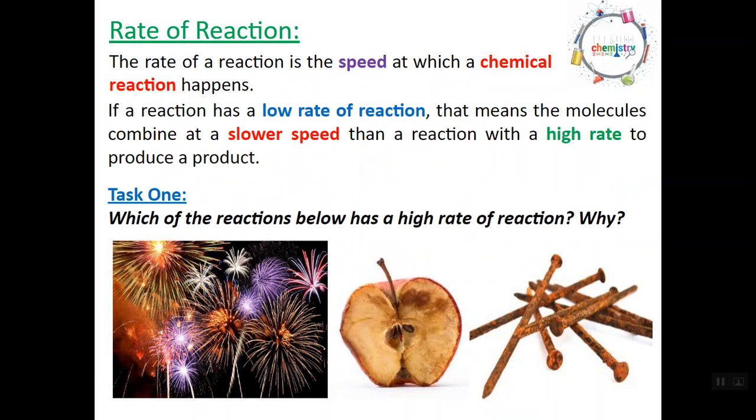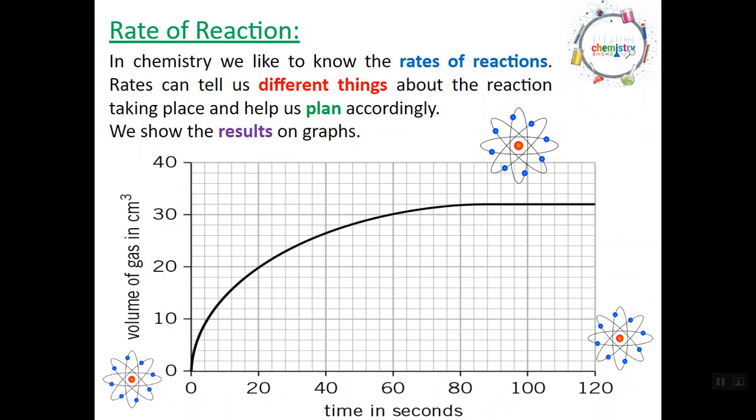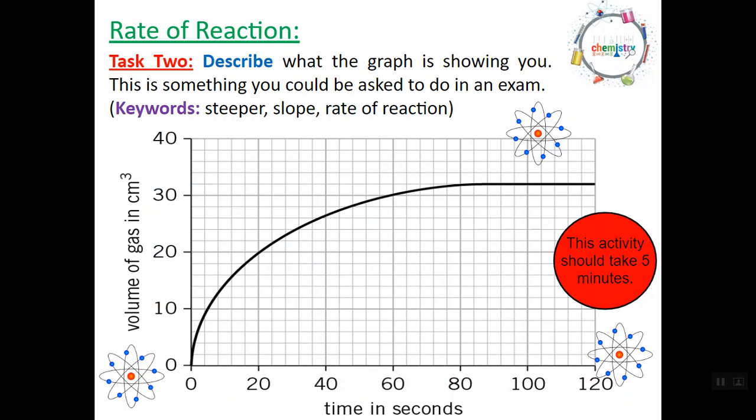Then you've got to decide which one of these reactions has a high rate of reaction, which one happens the quickest. And why do you think that? And why do you think the other one happens the slowest? You then have this graph that you need to describe. And there's another little video I'm going to put up with the answers to that.